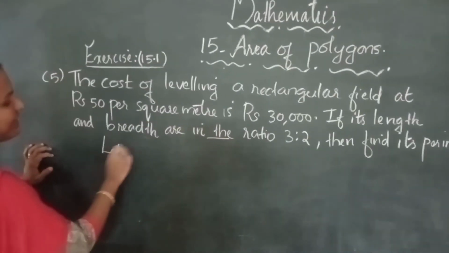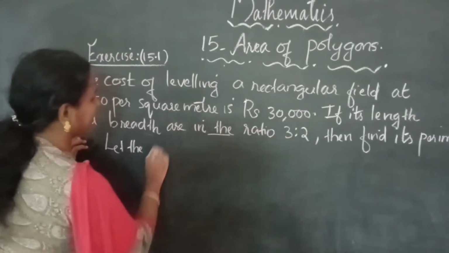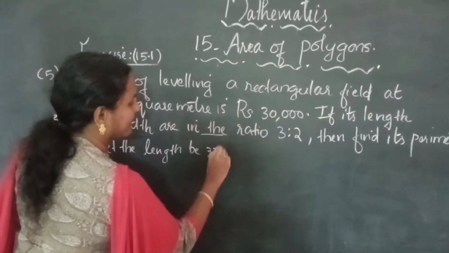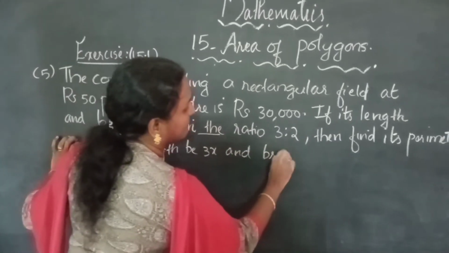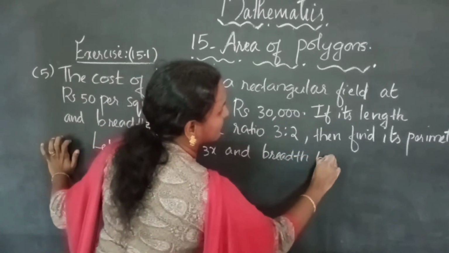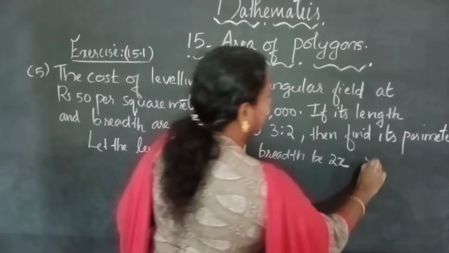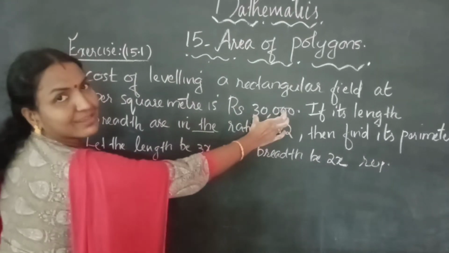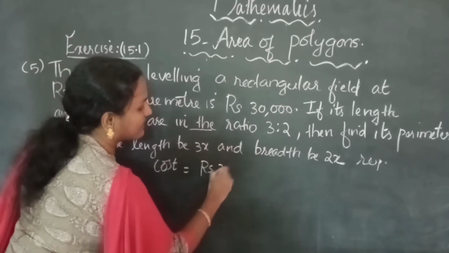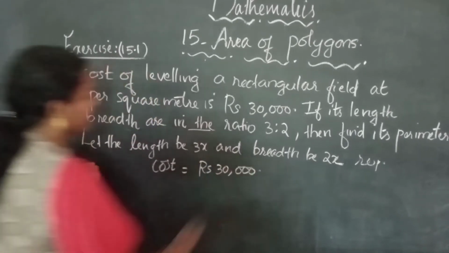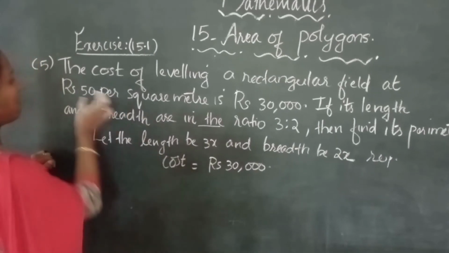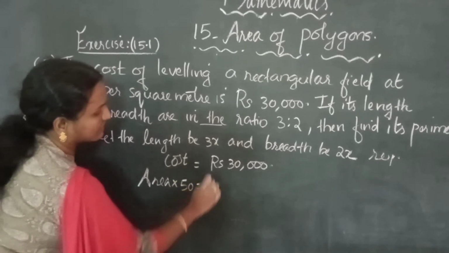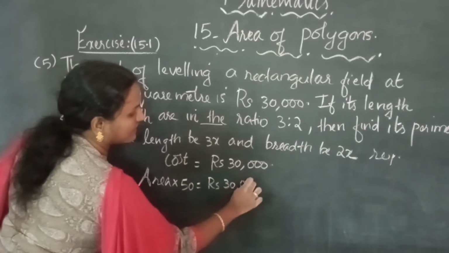First, let the length be 3x and breadth be 2x respectively. So the cost is equal to rupees 30,000. So cost means the area into 50. So area into 50 is equal to rupees 30,000.